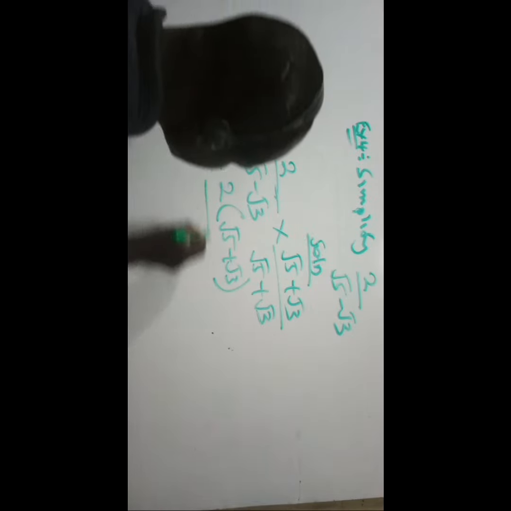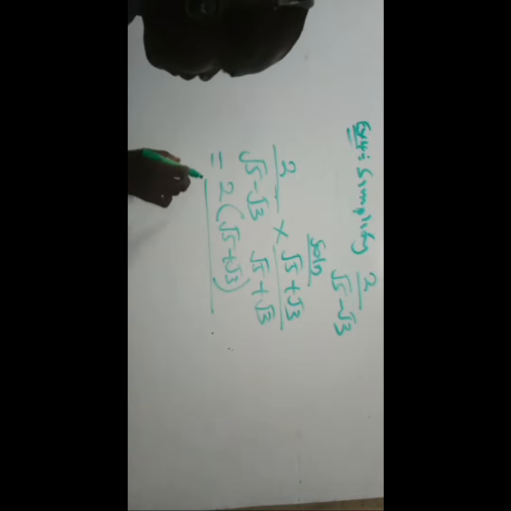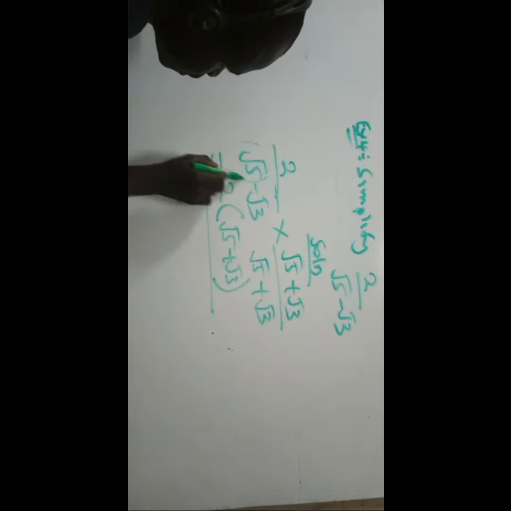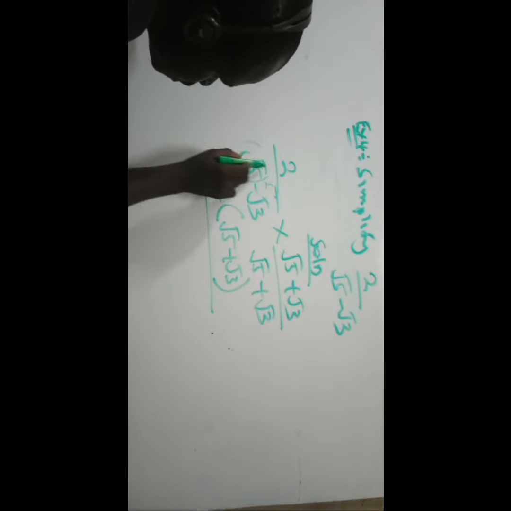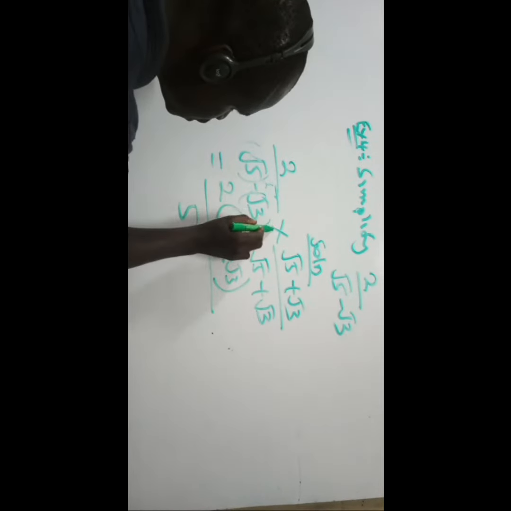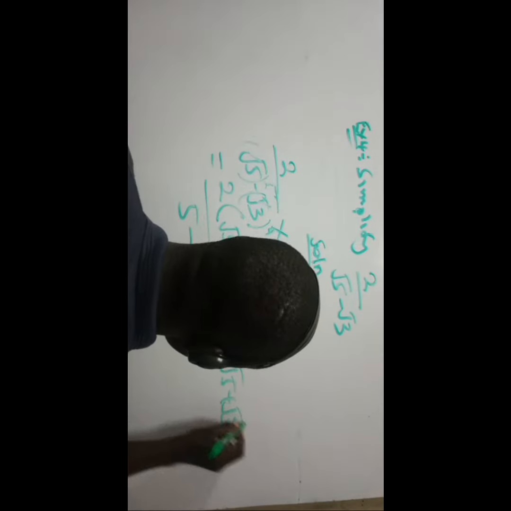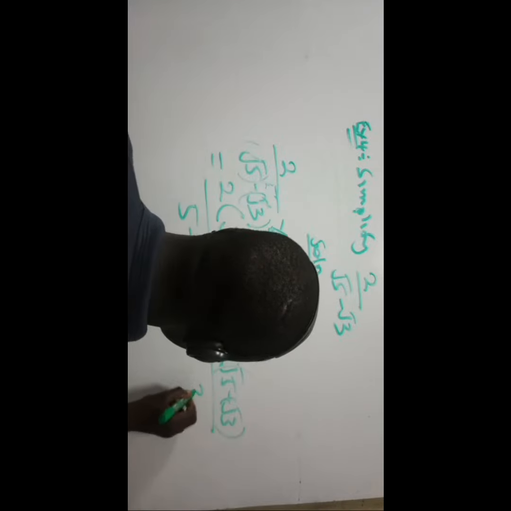So at the denominator, what are we expected to do? The shorter form is that you just square the first one. Take the square of the first one, that will be 5, because square and square root cancel, minus the square of the second one, square root of 3 squared. At the end of the day, we are going to have 2 times the square root of 5 plus square root of 3, all over 5 minus 3, which is 2. 2 will take care of 2. Then the final answer will be square root of 5 plus square root of 3.